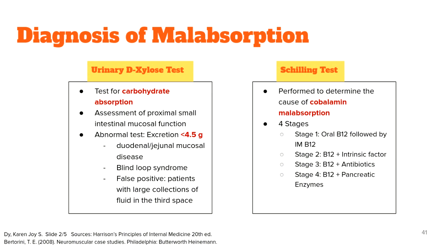So this test is used to determine the causes of cobalamin malabsorption. This test has 4 stages, which would require the patient to fast for 8 hours. In stage 1, the patient is given radioactive labeled cobalamin, and if there is a deficiency of B12, then the excretion of the percentage of administered B12 in a 24-hour urine collection would be low.